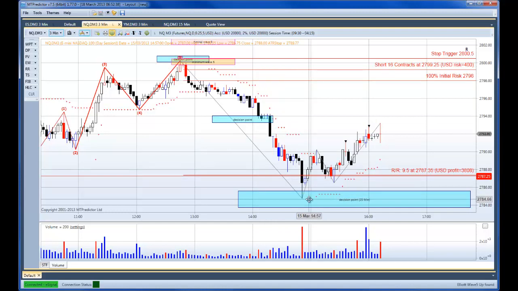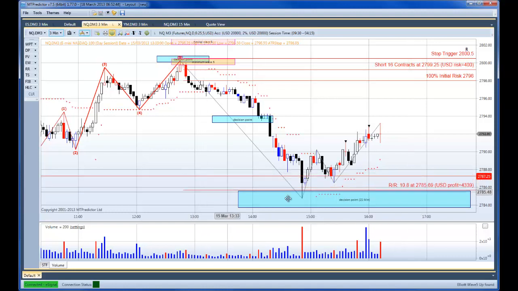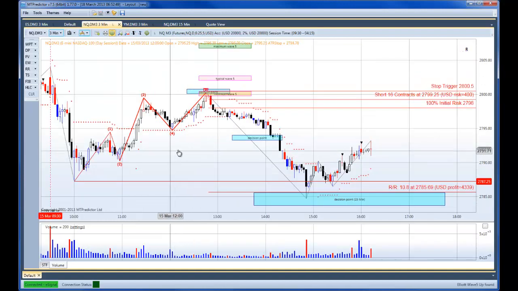So there's the result of this trade. At the very least you want to be locking in plus 9.5R, which is brilliant, or you could be looking to come out here nearer the bottom at 10R or 10.8R. Either way, a very, very nice trade indeed.